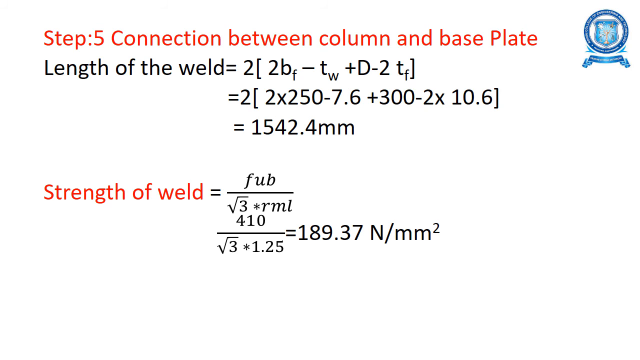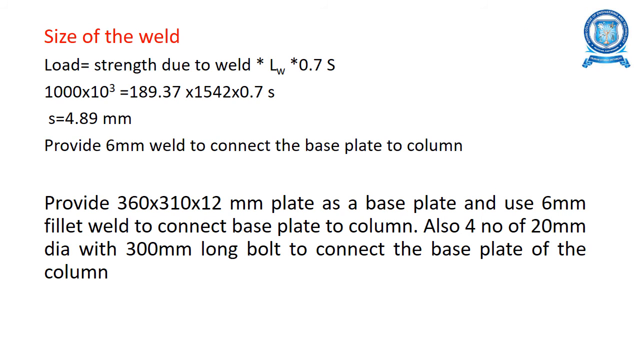So based on the length of the weld as well as the strength of the weld, we have to find out the thickness of the weld. The size of the weld or thickness of the weld we find using this relation: load is equal to strength of the weld into Lw into 0.7 S. We already know the load, 1000 into 10 power 3, is equal to the strength of the weld found earlier, 189.37, into the length of the weld 1542 into 0.7 S. So S is equal to 4.89 mm. So provide a 6 mm weld to connect the base plate to the column.